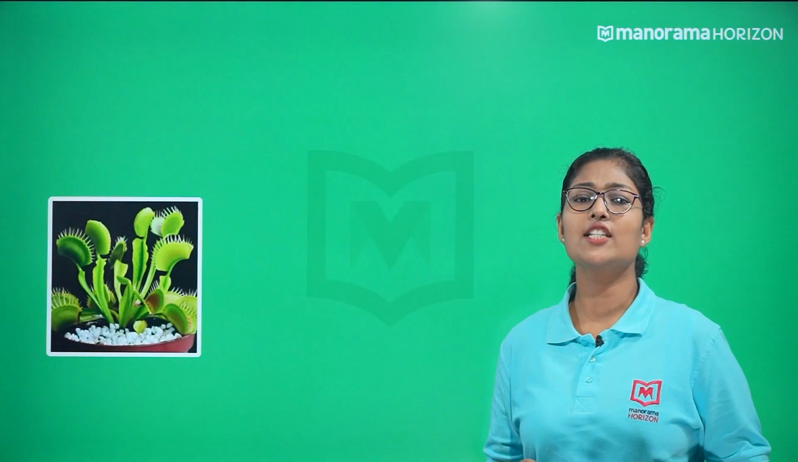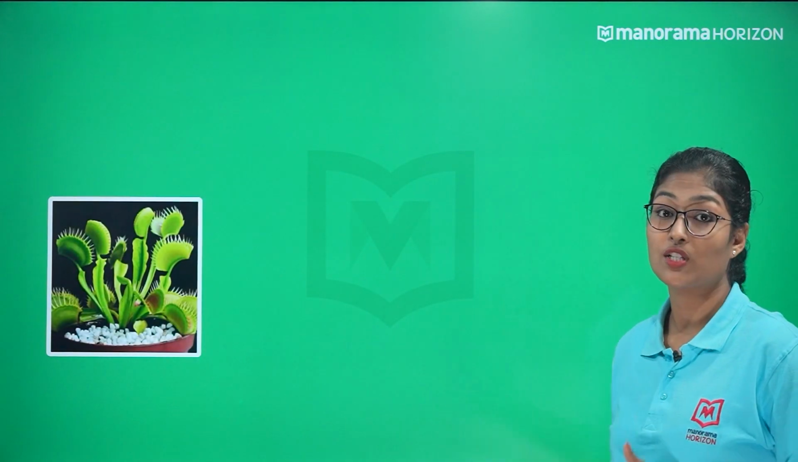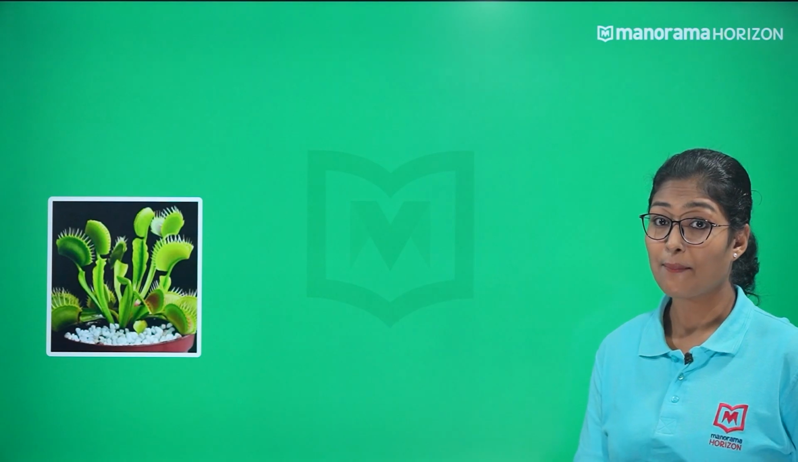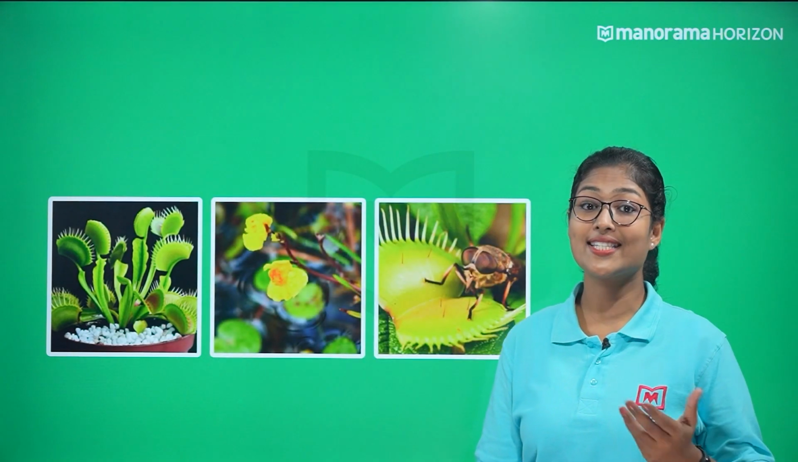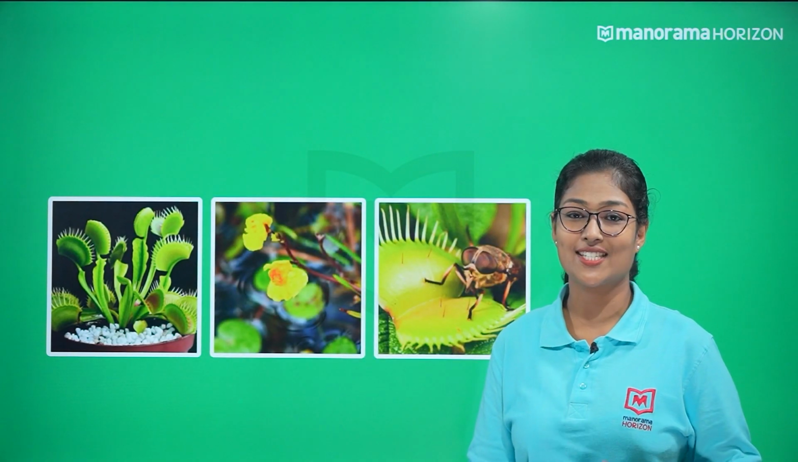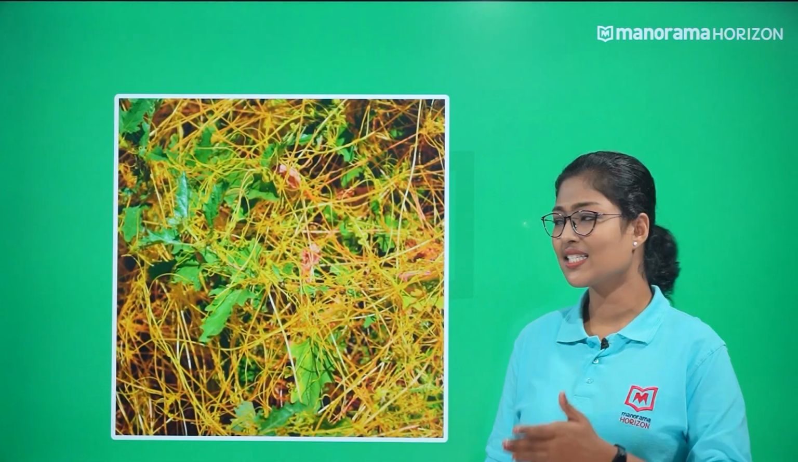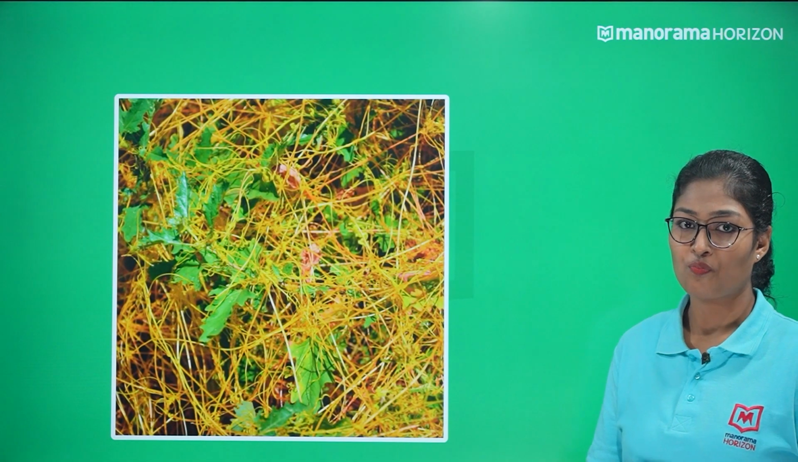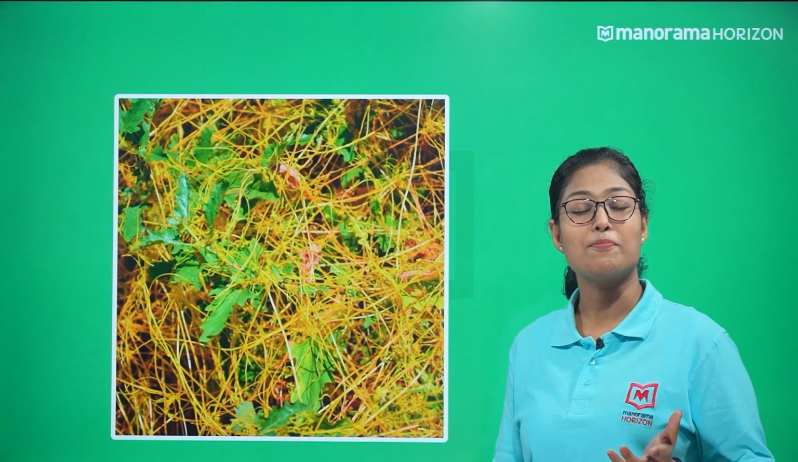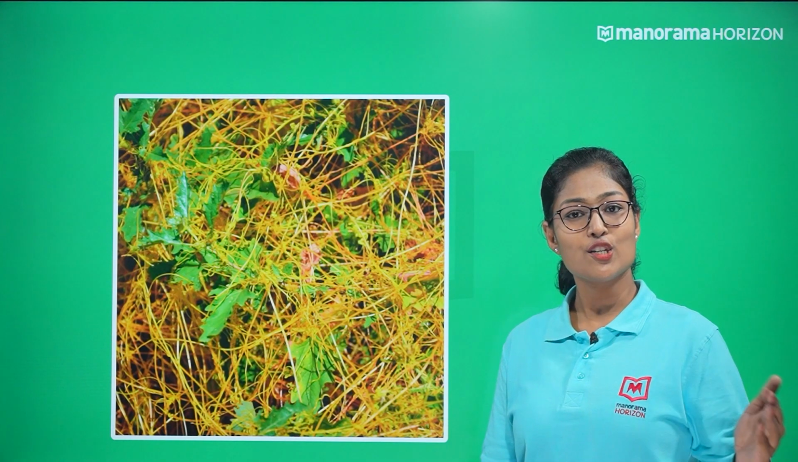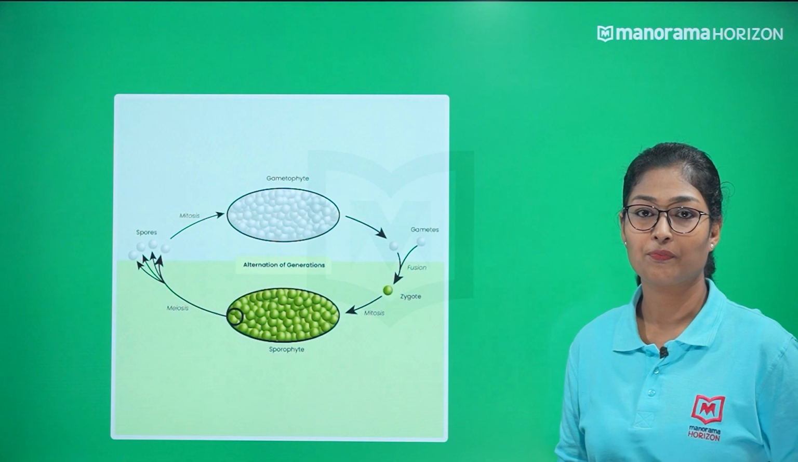There are different kinds of plants which are insectivorous plants. Venus flytrap and bladderwort are some examples of insectivorous plants. On the other hand, some plants are parasites too. Cuscuta is an example of a parasitic plant. So far, we have learned the components of a plant cell and the different divisions of Kingdom Plantae and the different kinds of plants. Now let us focus on the life cycle of higher plants.